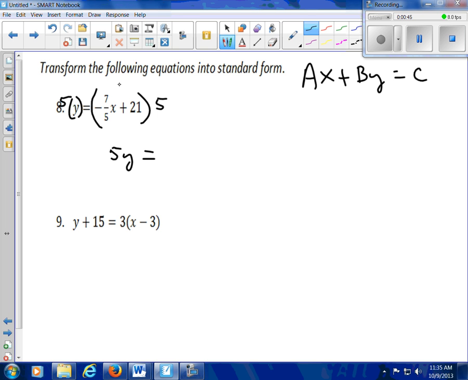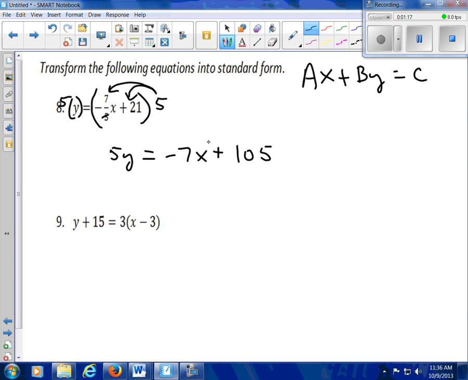So 5 times 7 over 5. What's that going to give me? Well, I know that I can cross cancel before I multiply. So 5 will go into 5 one time, and 1 times negative 7 will give me negative 7x. And then the last thing to do is 5 times 21, and that's going to give me 105.